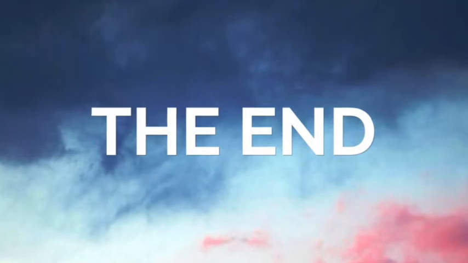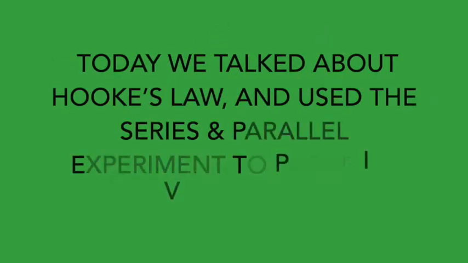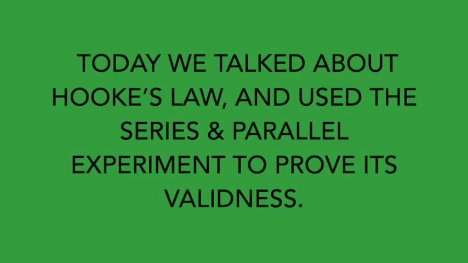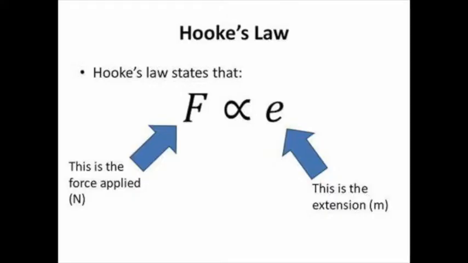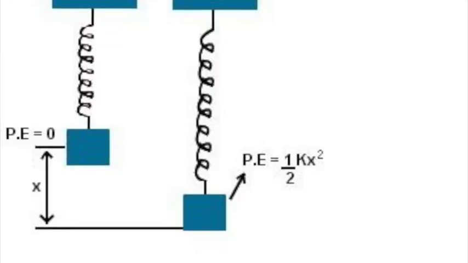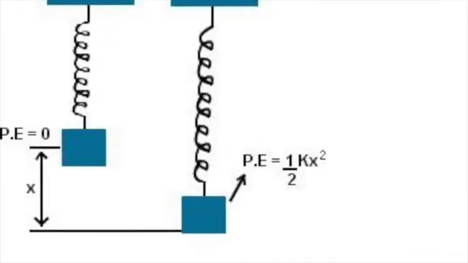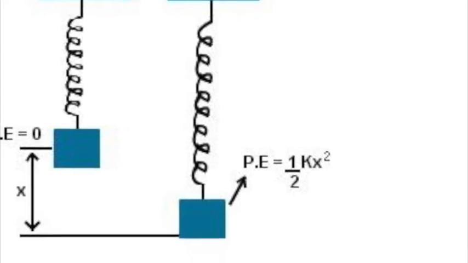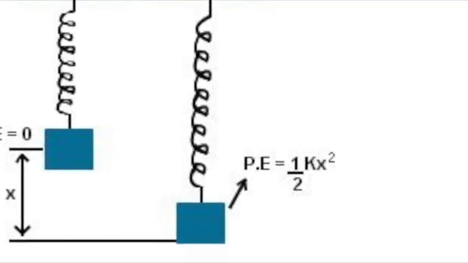Okay, so this is the end of this video. Today we talked about Hooke's law and used the series and parallel experiment to prove its validity. We also explored how extension and force of a spring can be connected with the work done by the spring. Lastly, we mentioned the transformation between elastic potential energy and kinetic energy.